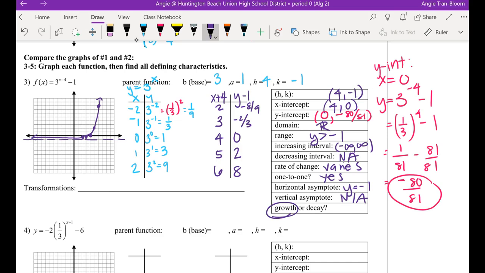It said list the transformations right there. So can you tell me the 2 transformations that we have? Right 4, and then down 1. Beautiful. I'm going to wait for you guys to finish copying, because I don't want to go too fast.